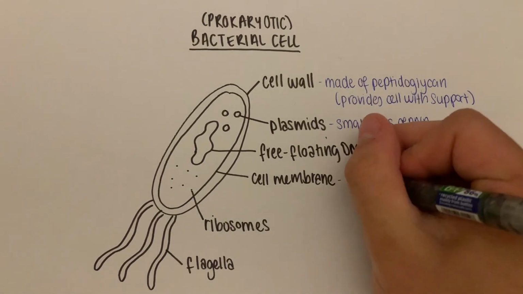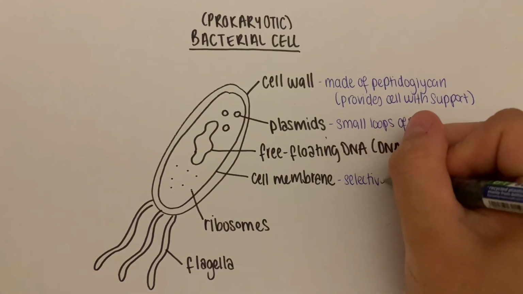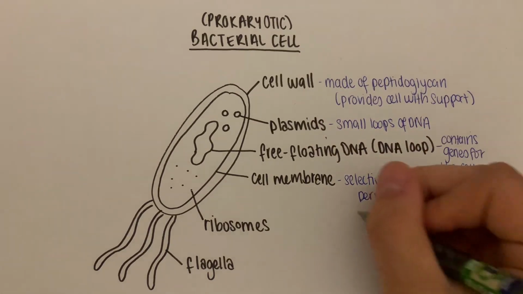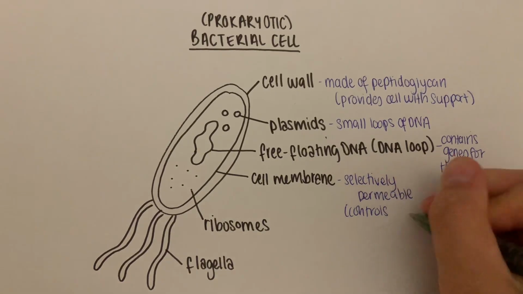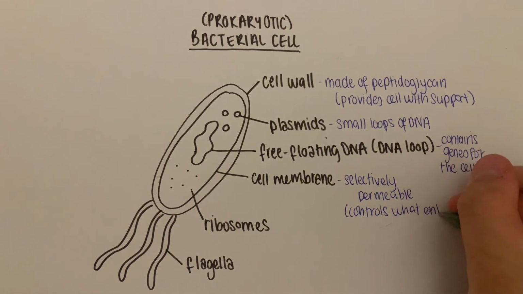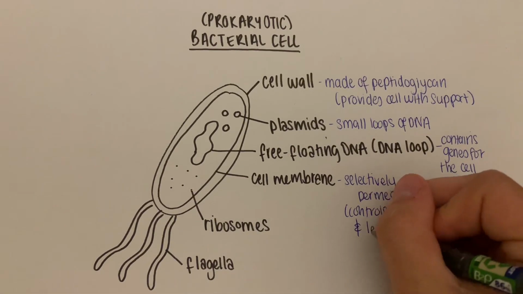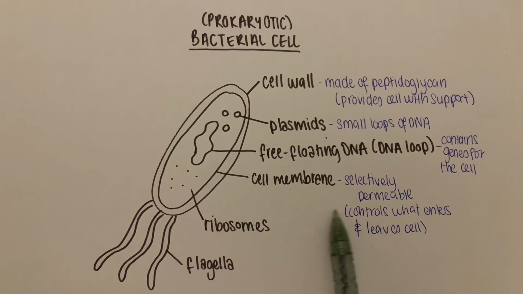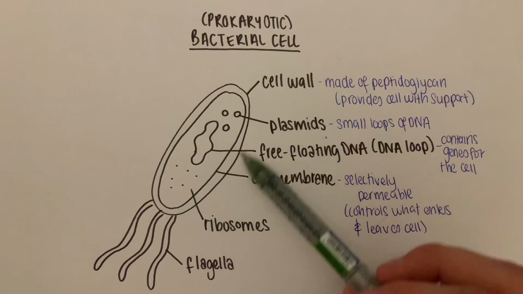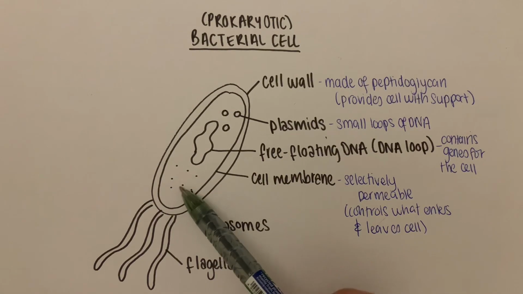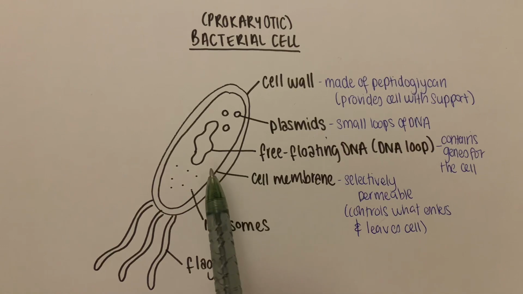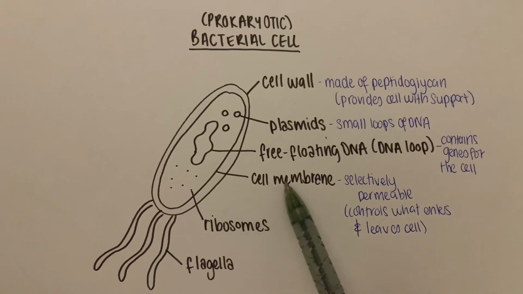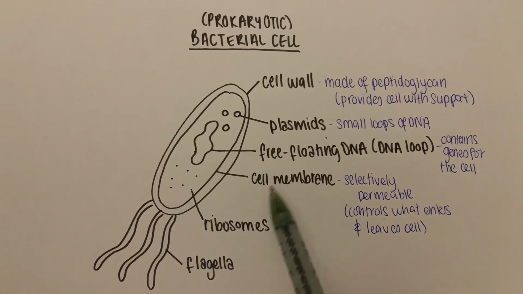Then we've got the cell membrane, and this is selectively permeable. And what that means is that it controls what enters and leaves the cell. So for example, we might have proteins that are made inside this cell, which proteins are made in the ribosomes, and once they're made, they may want to exit the cell. And then they're going to exit through the cell membrane, which is selectively permeable, which basically means stuff can go inside it, stuff can go outside it.